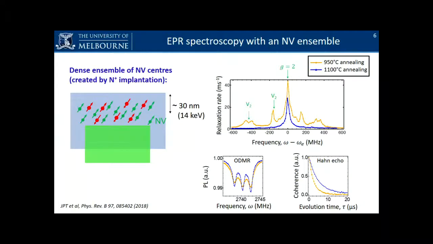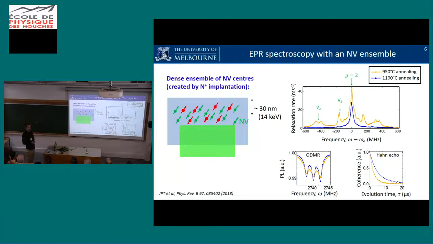So actually that's related. We used that technique of EPR spectroscopy to look at a different situation where now we implant high density NV centers via nitrogen implantation. And here we create a lot of damage during this implantation, and the idea is to try to characterize the paramagnetic environment of the NV centers.